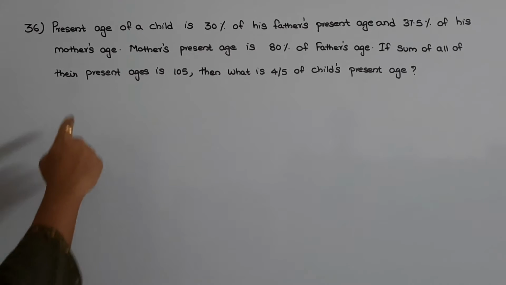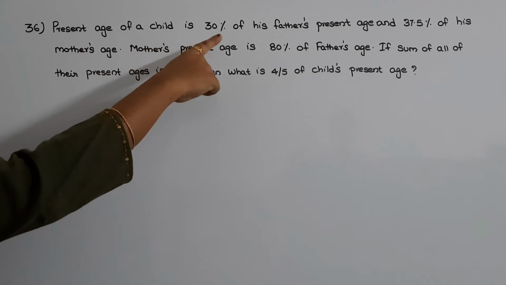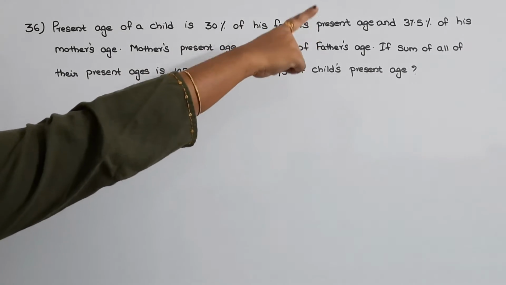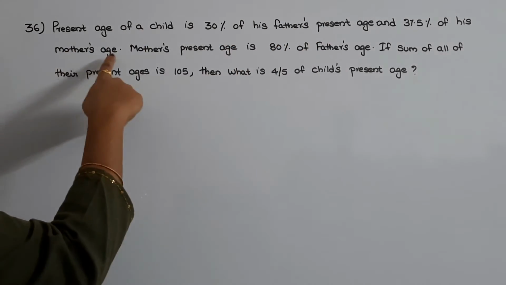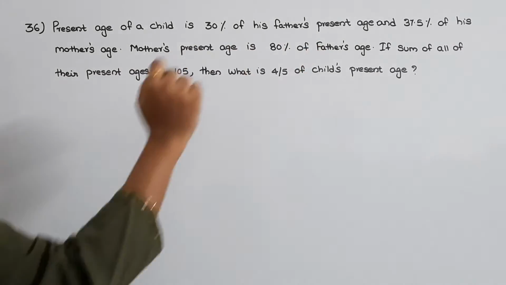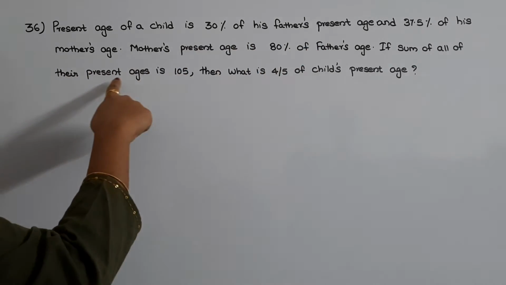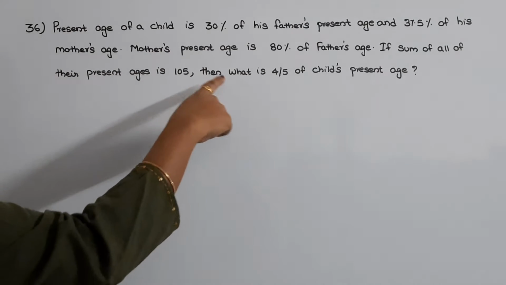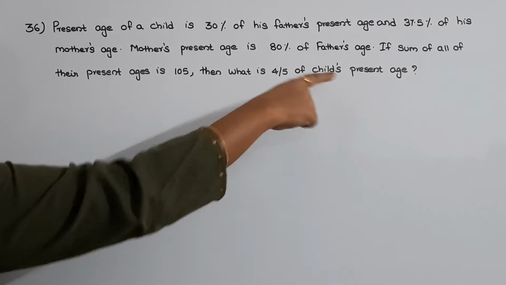The next question is: present age of a child is 30% of father's present age and 37.5% of his mother's age. Mother's present age is 80% of father's age. If sum of all of their present ages is 105, then what is 4/5 of child's present age?